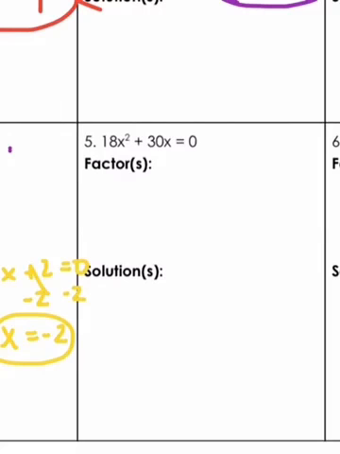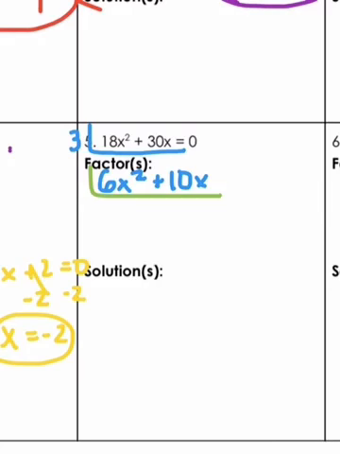And for this one, find our GCF first. I'm going to try dividing them by 3. 18 divided by 3 is 6. 30 divided by 3 is 10. And then I want to look for the variables that I can factor out. They both have an x. So we're going to have x and, oh, I didn't even do that right.